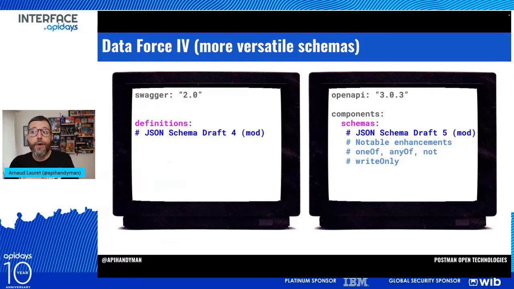And there is also the writeOnly property that allows you to say that a property is only used on a write operation. There was readOnly in the Swagger 2 version, but not writeOnly. And with the combination of the two, it's really useful to describe a single schema that will be used both in reading and writing. That makes the specification simpler to describe and simpler to use.